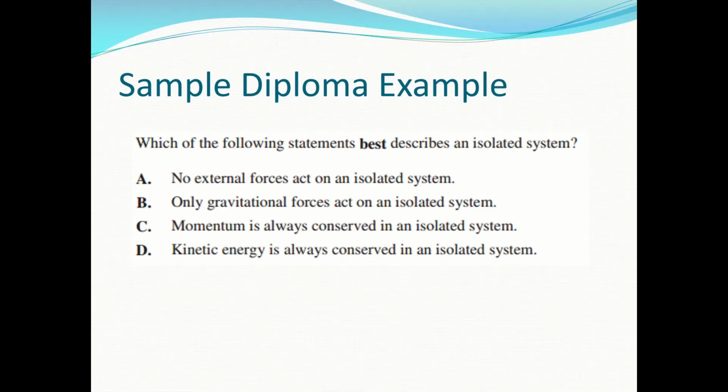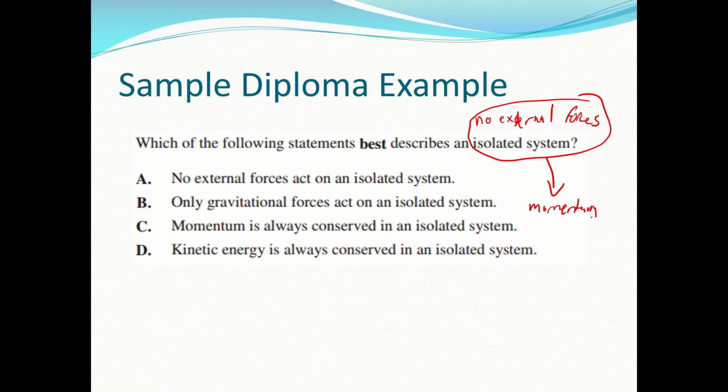Sample diploma questions. Which of the following statements best describes an isolated system? For a system to be an isolated system, it has to have no external forces. If it has no external forces, it is an isolated system. Isolated systems will have momentum conserved, but for it to be an isolated system, it needs to have no external forces.